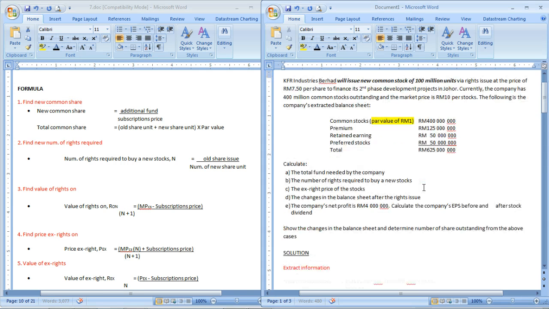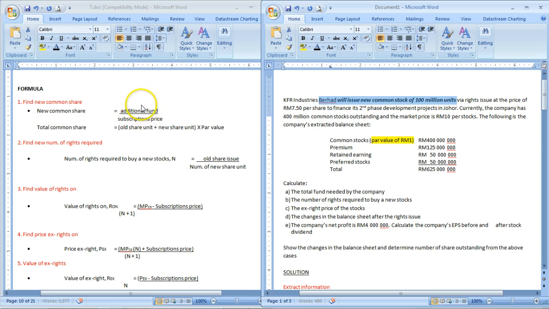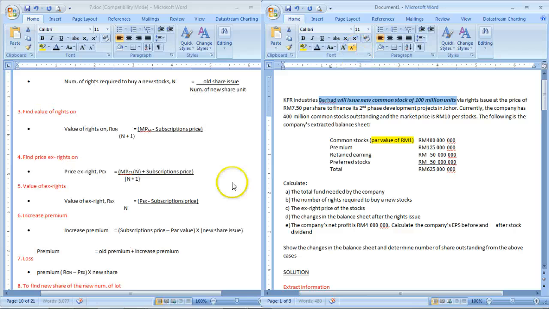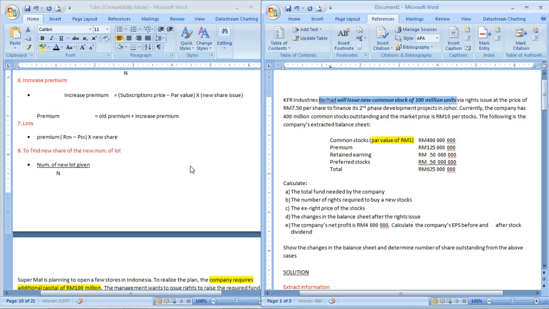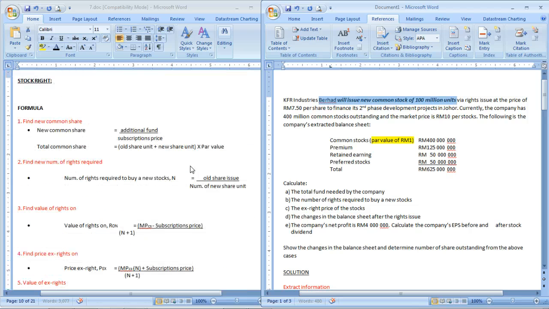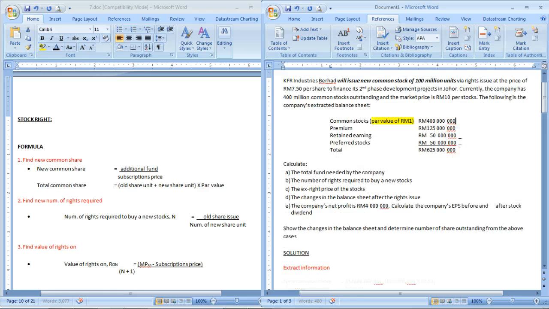Unfortunately, for this question, they have already given you the new common shares. You see, it will issue new common stock of 100 million units. However, the question did not give you any additional fund, so you need to play with the formula so you can know how to find the fund needed. Now I want to continue with this tutorial only. Later I want you all to try to calculate this question yourself. Please print these two tutorials. I will only explain tutorial 1, how to answer.